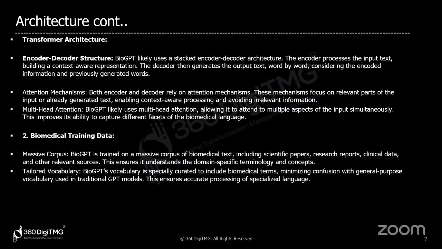So this is an encoder-decoder architecture. Within it, we have the attention mechanisms and multi-head attention mechanisms. I hope this is clear. After that, we have the biomedical training data. How was the data collected? A massive corpus is used. BioGPT is trained on a massive corpus of biomedical text, which includes scientific papers, research reports, clinical data, and other relevant sources.